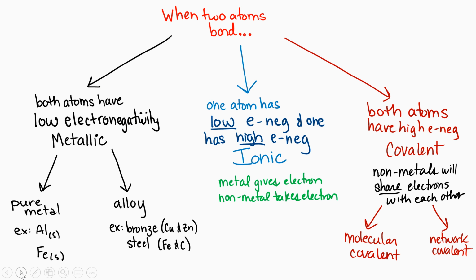So here's an overview, again, thinking back to all the different types of bonding. When both atoms have really low electronegativity, they're all metals, you form metallic bonding. And within metallic, you can have a pure metal or you can have an alloy, which is a mixture of metals. If you combine a metal and a non-metal, you have ionic bonding. And if you have two nonmetals, you've got covalent bonding. And covalent means they're sharing electrons. You can have molecular covalent or network covalent. And we should actually add a level here. Within molecular covalent, you can be polar or you can be non-polar.